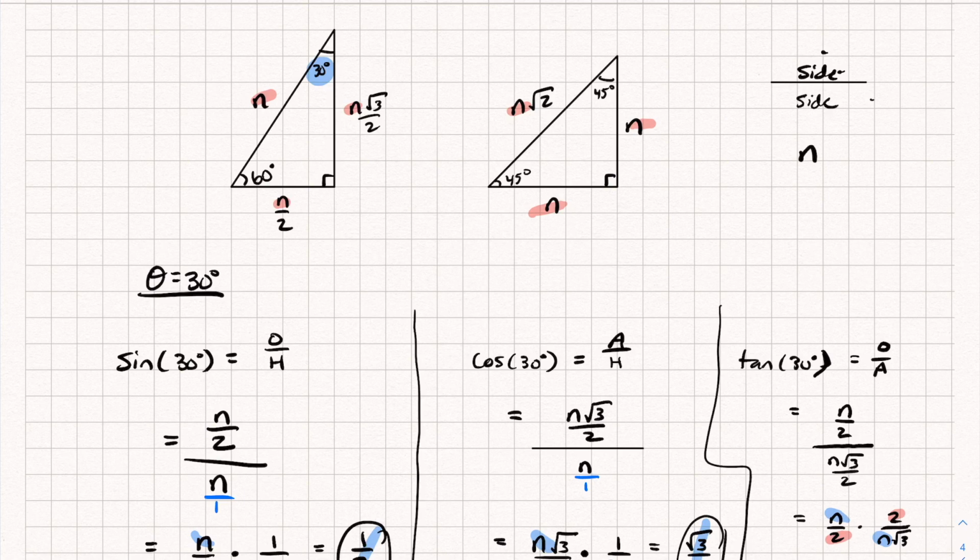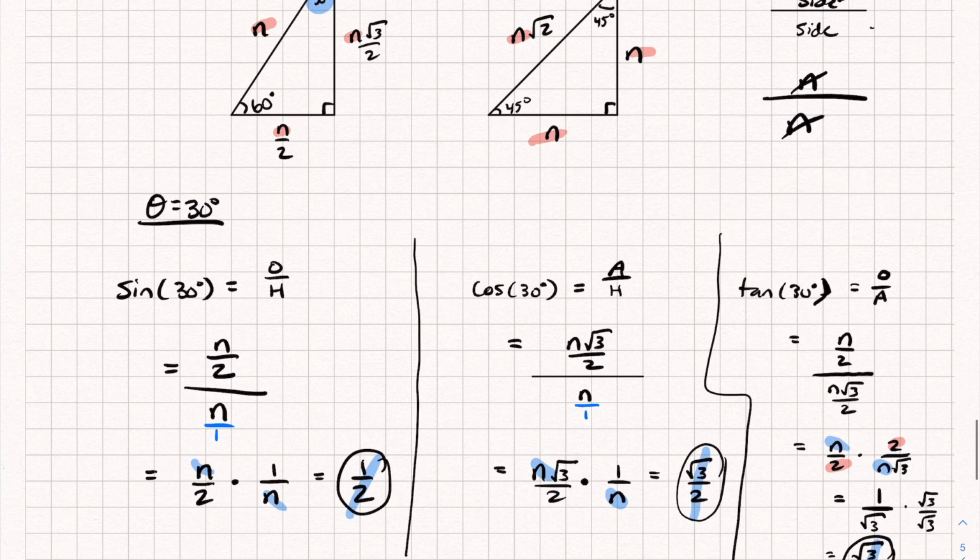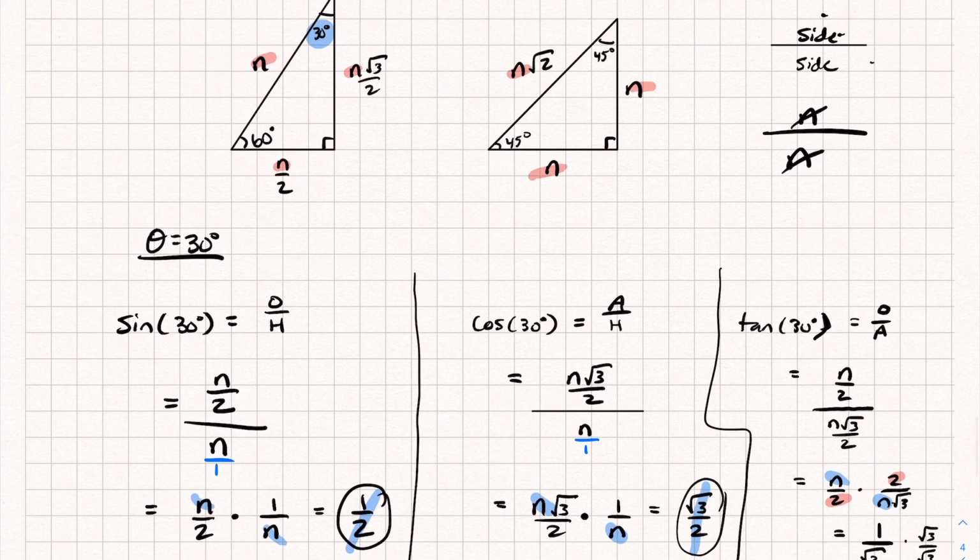So it doesn't matter what the scale is. If you have a 30, 60, 90, and you do sine of 30, sine is always going to be 1/2. It doesn't matter how big that triangle is or how small it is. It's the same thing for 45. We're going to see that in a minute when we go through and do it. It doesn't matter what the n is, the n's are going to cancel.